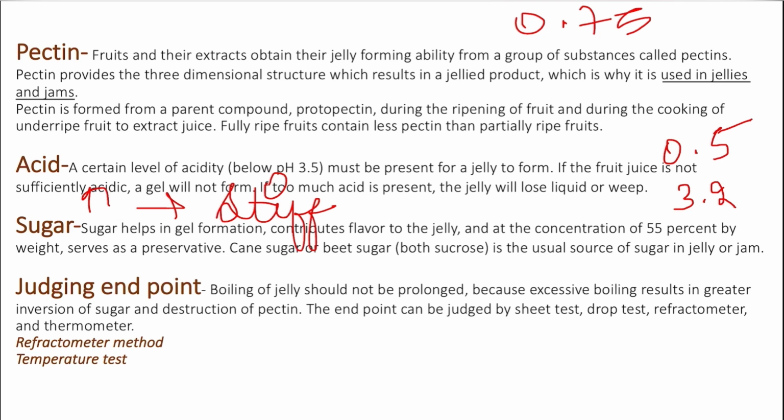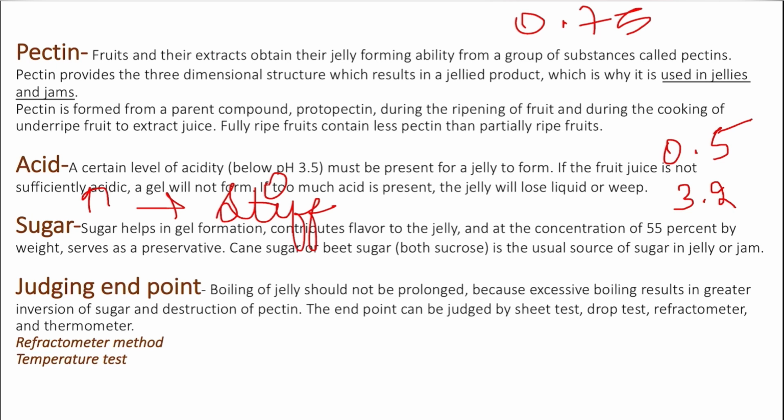Last, judging the end point. Boiling of jelly should not be prolonged, because excessive boiling results in a greater inversion of sugar and destruction of pectin. The important point to remember is that it is the fruit extract which requires boiling and not the added sugar. If a jelly is cooked for a prolonged period, it may be gummy, sticky or syrupy, and there will be deterioration in color and flavor. The end point of boiling can be judged by the sheet and flake test.